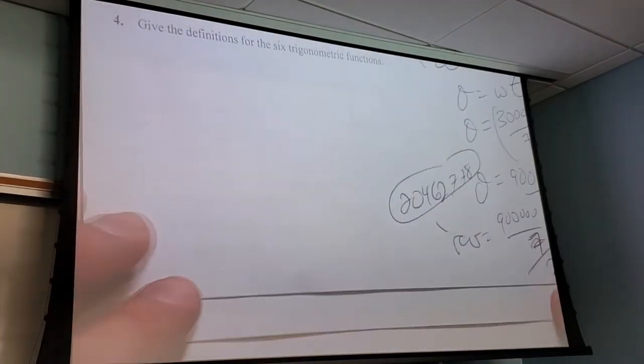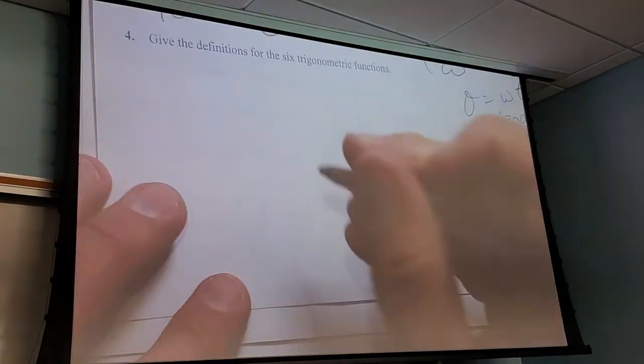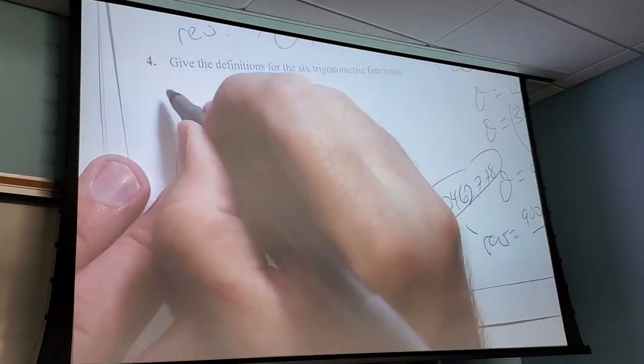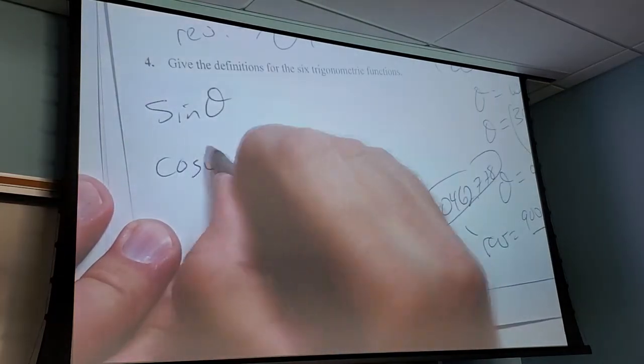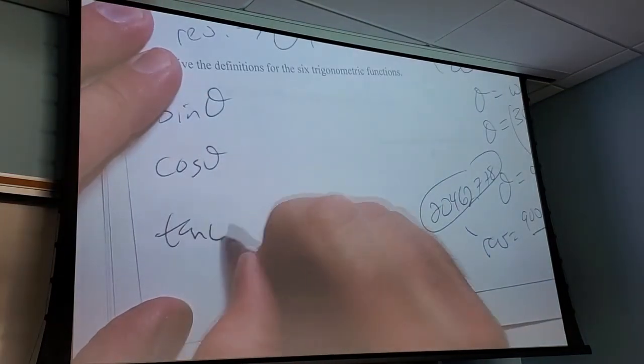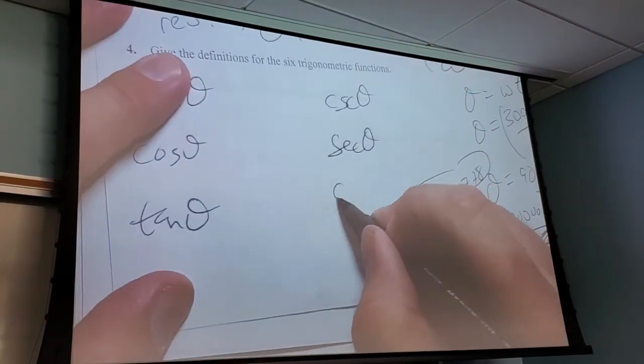And then number 4 is nice and quick, especially if you look on the back. But does anyone remember the 6 trig functions? What even are they? Sine, cosine, tangent, cosecant, good, secant, cotangent.